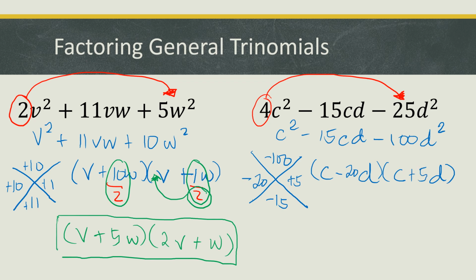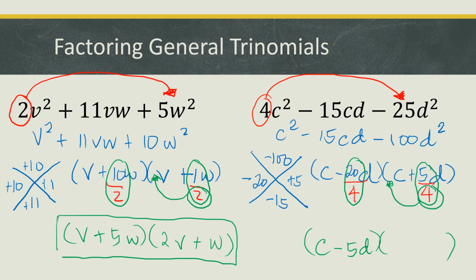So we will now take back the value of a, which is 4, by dividing both sides by 4. By simplifying, 20 over 4 can be simplified as 5. So c minus 5d. 5 divided by 4 cannot be simplified, so we will use 4 as the numerical coefficient of the variable c, which is 4c plus 5d. So these are now the two factors.